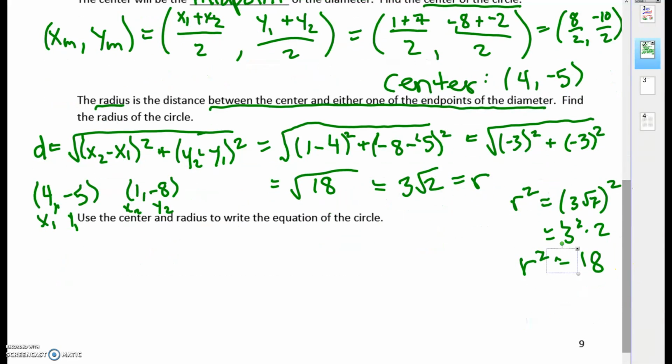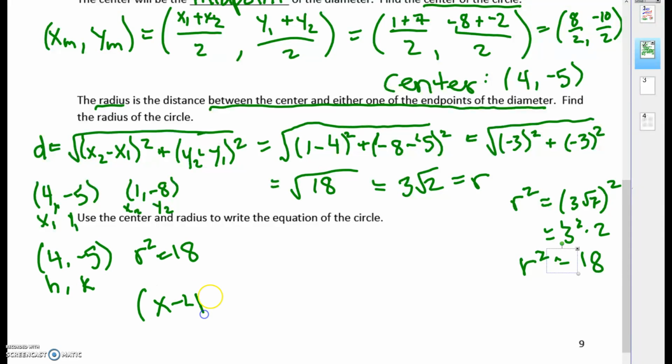So now I can plug in my center, 4 comma negative 5, as my h comma k, and my r squared of 18 into my formula. So I get x minus 4 squared plus y minus the negative 5 becomes plus 5 squared equals r squared, which is 18.